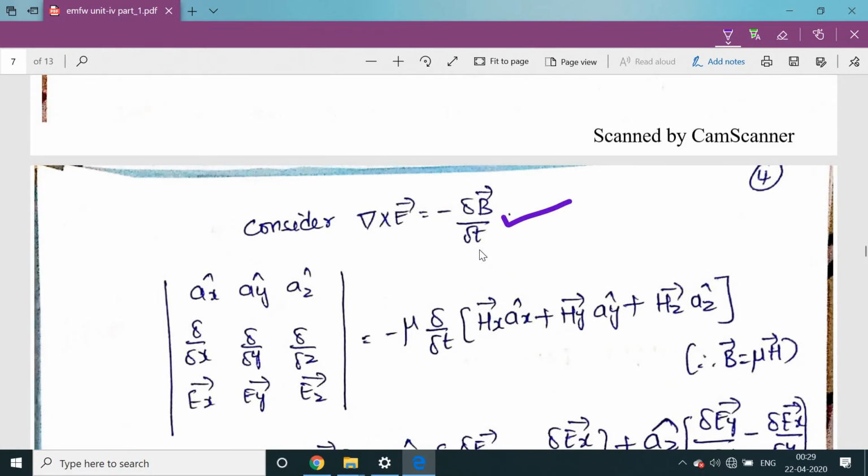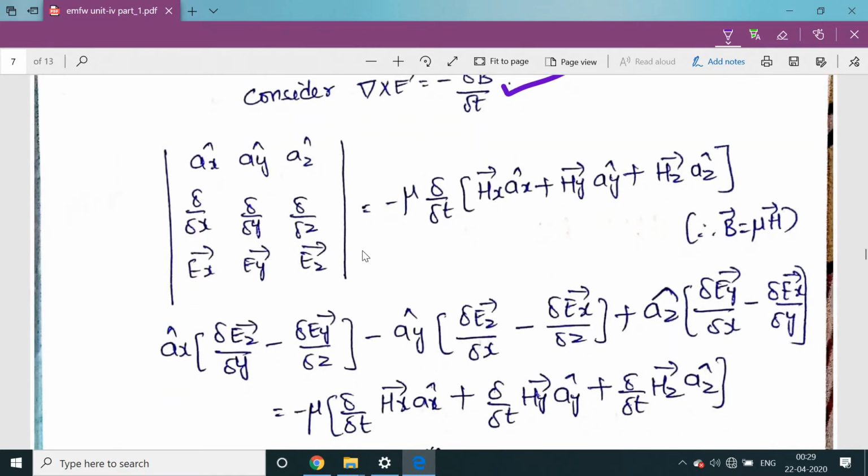Consider the first equation, that is del cross E is equal to minus dou B by dou t. I am taking the cross product, that is Ax, Ay, Az unit vectors. Del means dou by dou x, dou by dou y, dou by dou z, and E means Ex, Ey and Ez. Similarly, B is equal to mu H, so mu dou H by dou t. That H will be there in x, y and z axis, so Hx Ax plus Hy Ay plus Hz Az.